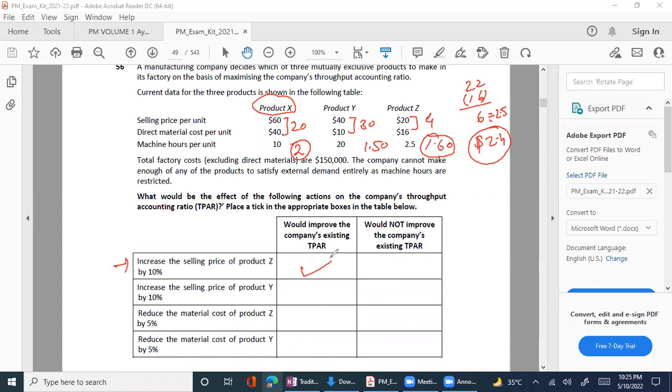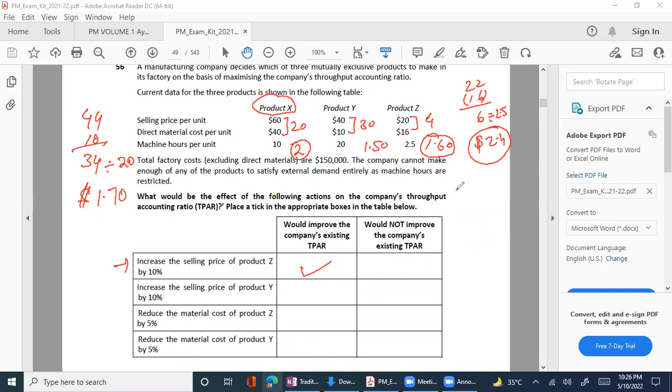Now, increase the selling price of Y by 10%. Now look at the Y. The new selling price will be 44. Minus 10 will give us 34. Then we will divide it with 20. What will be the throughput accounting ratio? $1.7. Now, does it improve the throughput accounting ratio? No, because we are already having the best one, 2.